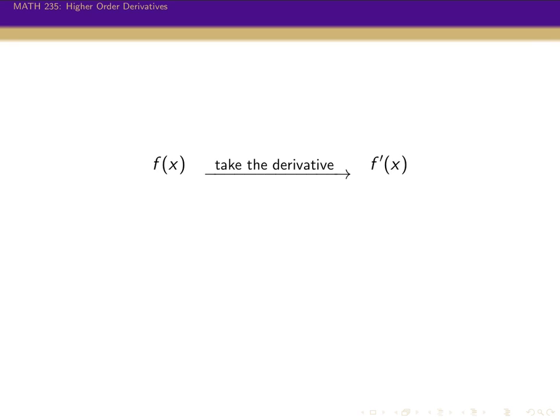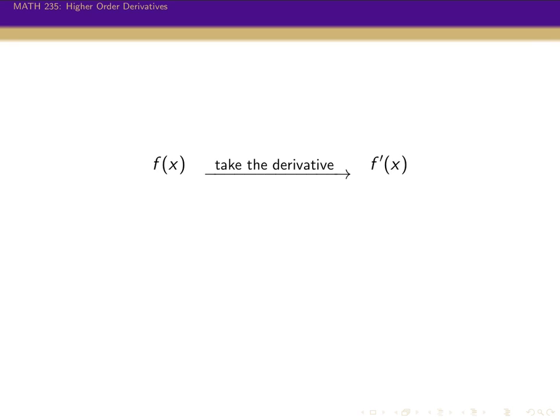And usually if we start off with a pretty normal function, the derivative also looks like a pretty normal function. Like if we start off with a polynomial, we take its derivative, we get another polynomial. If we start off with a trig function, take its derivative, we end up with another trig function. If we start off with an exponential function, take its derivative, we get another exponential function.